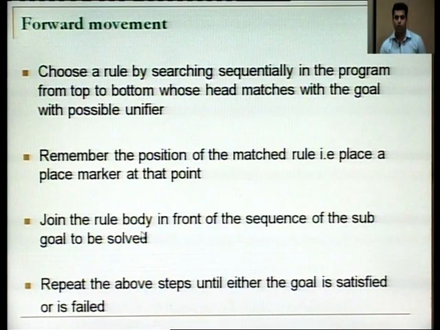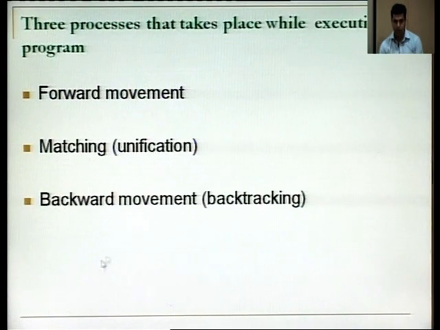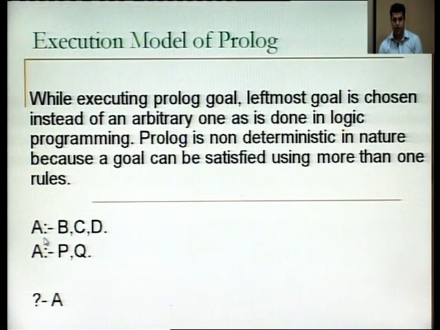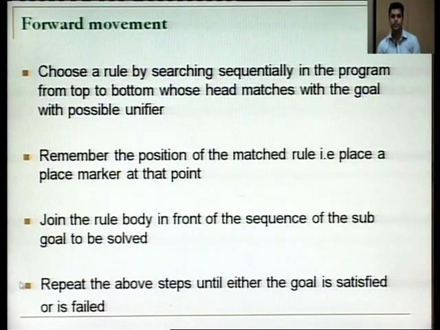Then join the rule body in front of the sequence of sub goals to be solved. Like in the previous example, if your query is A, now the query will be replaced with B, C and D. Now, instead of satisfying A, we will try to satisfy B, C and D. Repeat the above steps until either the goal is satisfied or has failed.